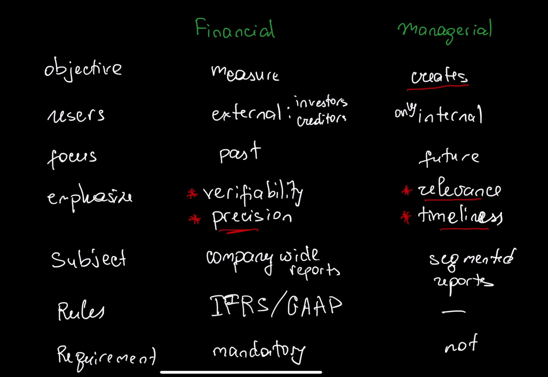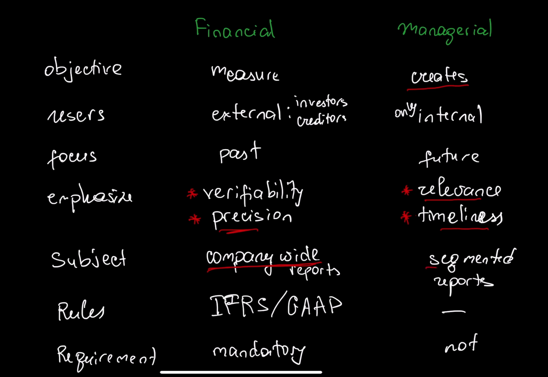Next, the subject of these accounting fields. Financial accounting is focusing on a company-wide report. So from the past course, you've seen the financial statements. They don't show us, for example, a balance sheet for just one product. We're looking at the whole company with multiple products in it, with the sales that show us all of the products that have been sold. So the revenue from all of the products that have been sold. So it's a company-wide report.